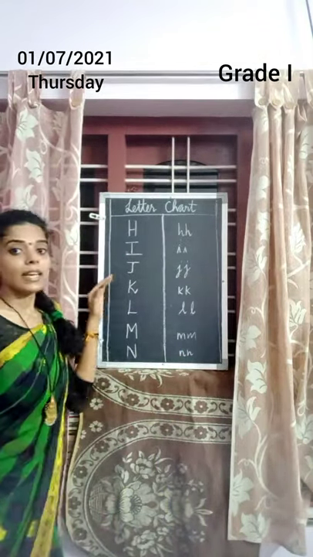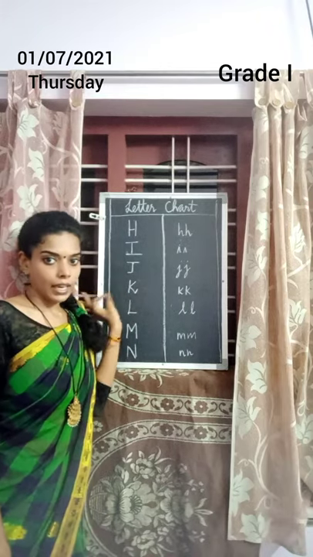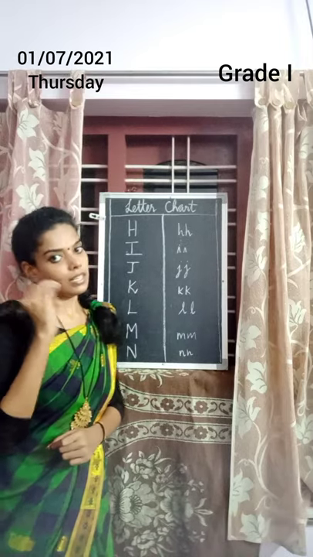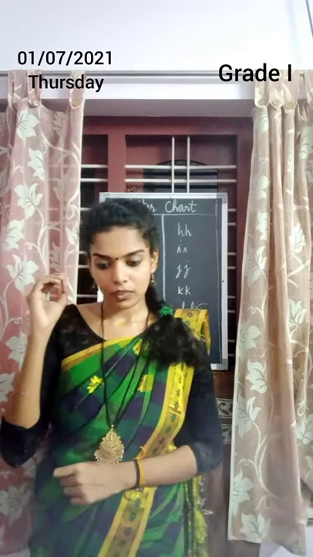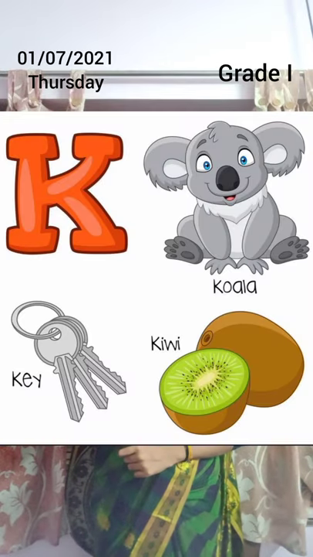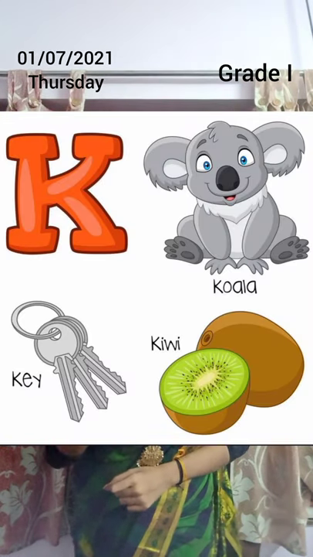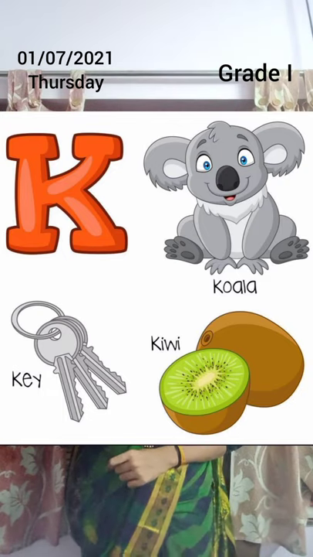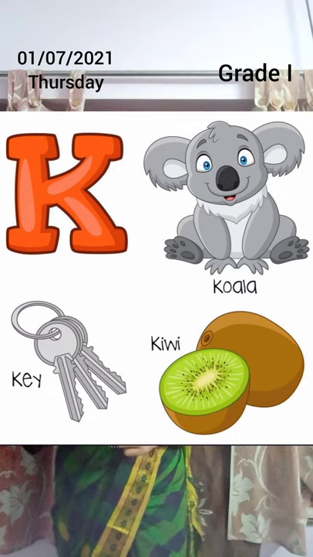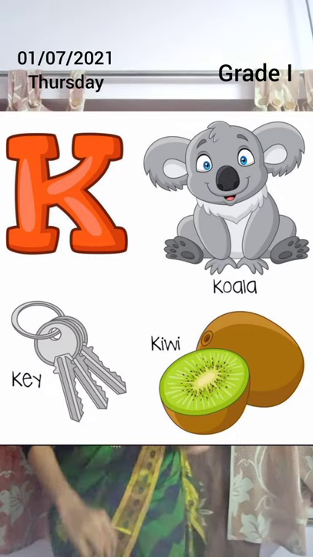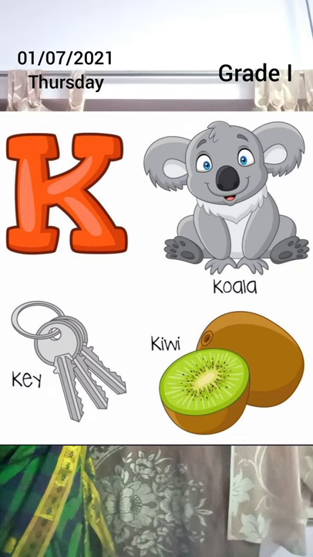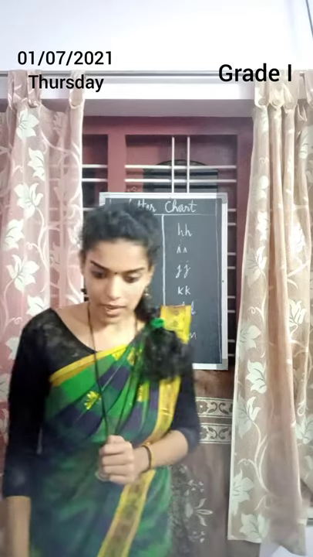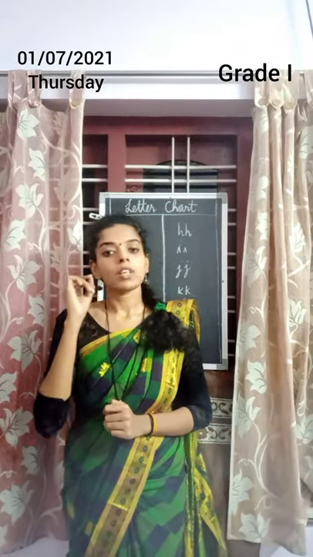The next one is K. The sound of K is K. The example is koala. K-O-A-L-A. Koala. Key. K-E-Y. Key. Kiwi. K-I-W-I. Kiwi. So the alphabet is K. The sound of K is K. So the examples are koala, key, kiwi.